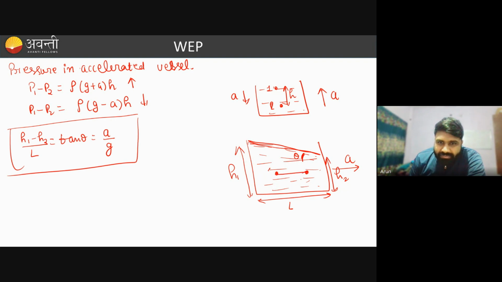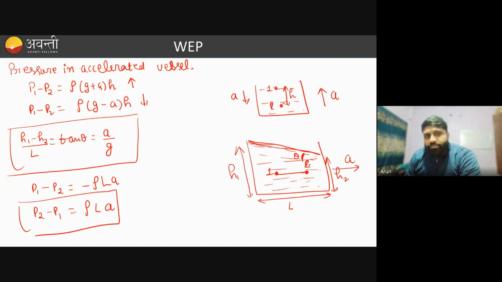Or you can say that the change in pressure in horizontal level, now let's say this point is 1, this point is 2. So P1 minus P2 will be given by minus rho into the length of the vessel into acceleration. So it can be P2 minus P1 equals rho into L into a. So if the vessel is accelerated horizontally, the pressure will drop in the horizontal level also.